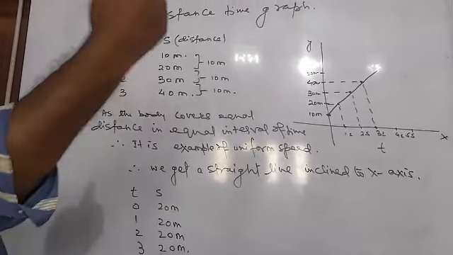But let us consider that the body is moving in a straight line, and if it is always at a distance of 20 meter from you, it means the body is at rest. The body is at rest. So let us see which type of graph you will get for a body at rest.